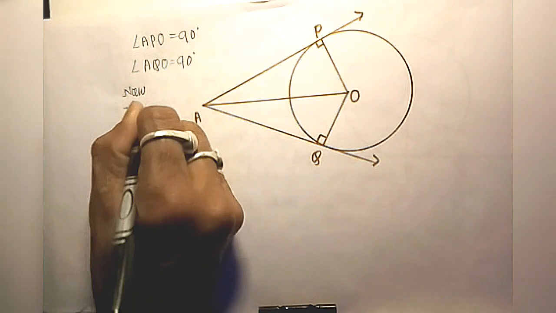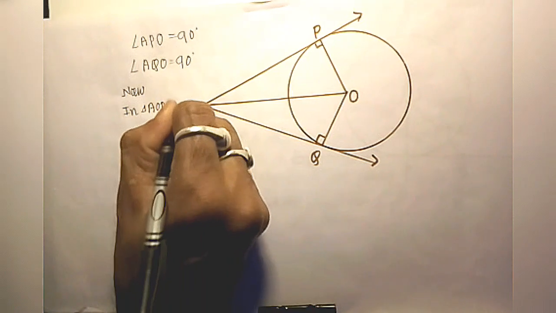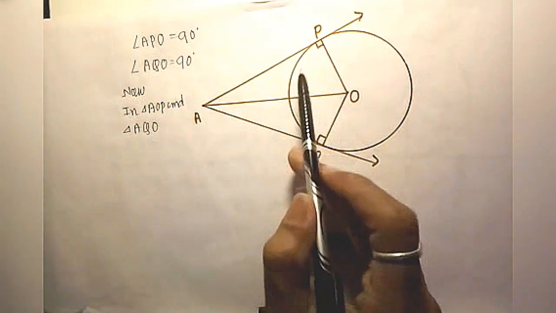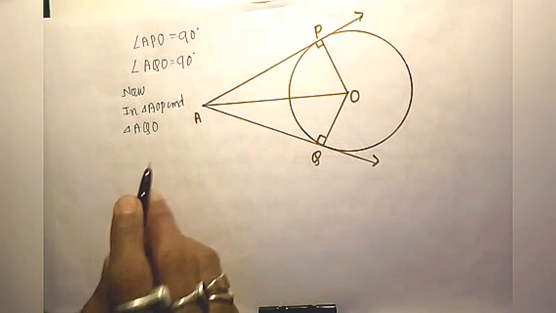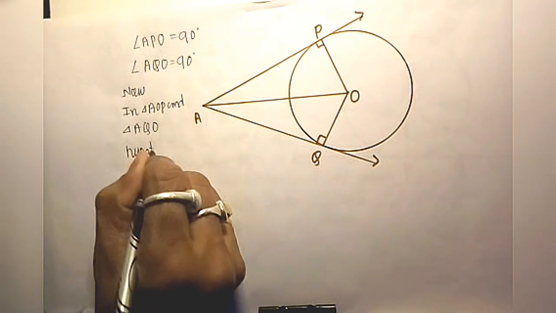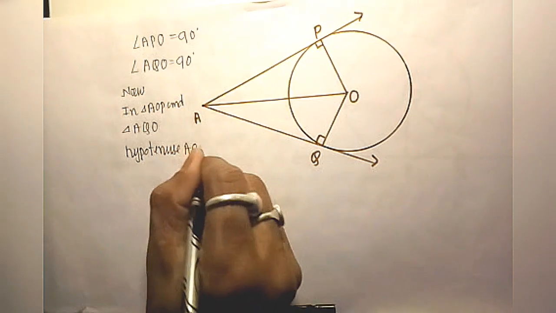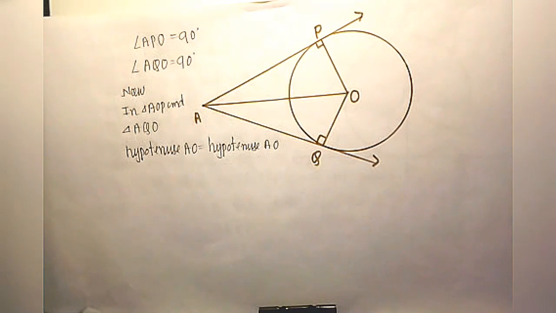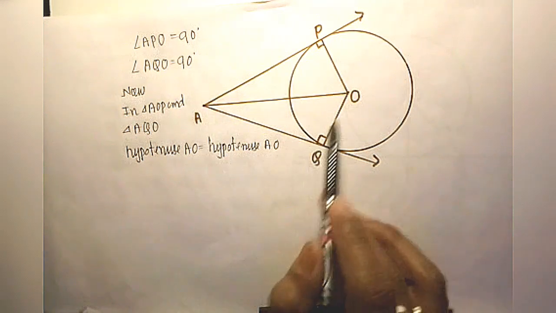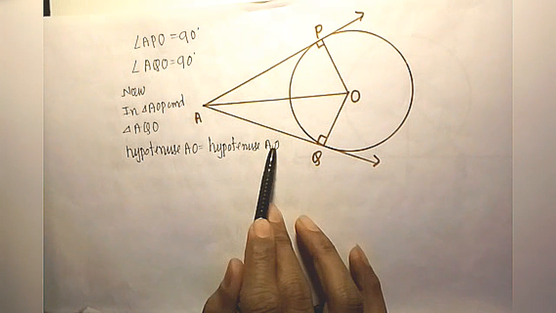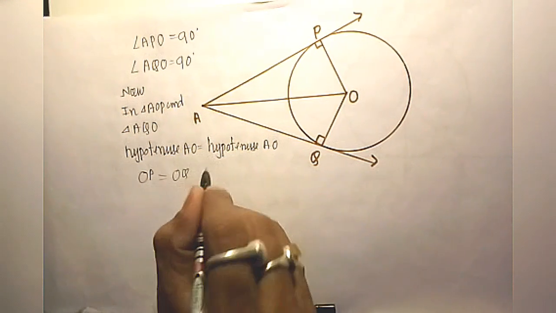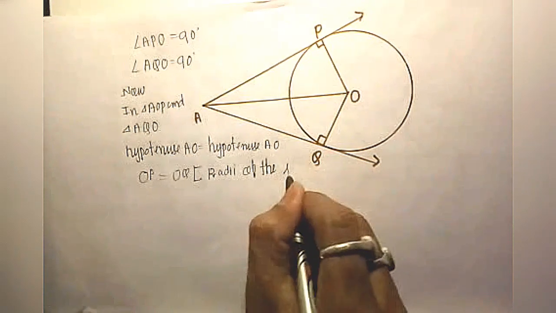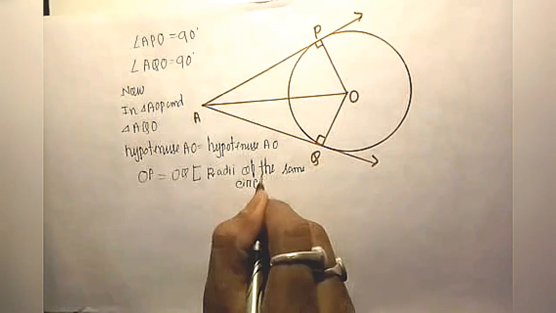Now in triangle AOP and triangle AQO, the hypotenuse AO is common, so hypotenuse AO equals hypotenuse AO, because AO is the common side for both triangles. OP equals OQ. Why? Radii of the same circle.